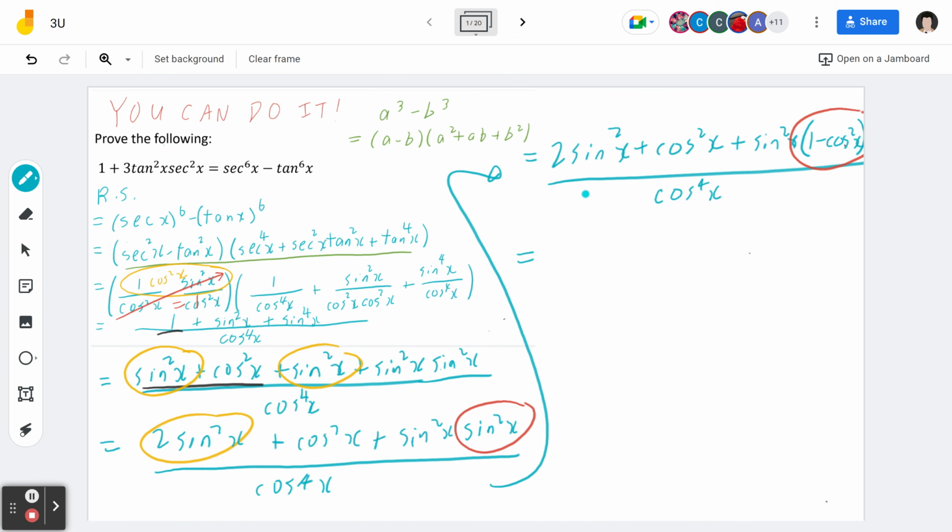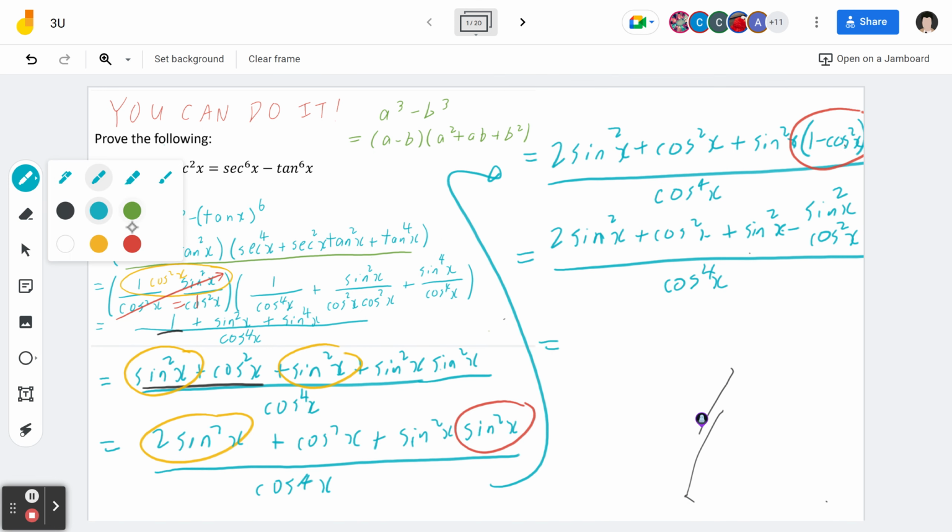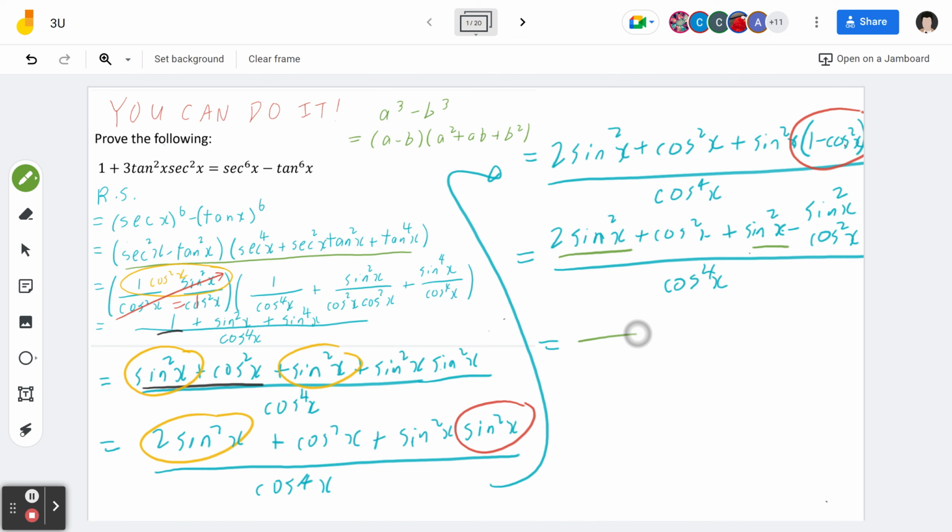What do I mean by that? I'm going to copy 2 sine x squared plus cosine x squared plus sine x squared minus sine x squared times cosine x squared all over cosine x to the power 4. Again, when I say factor, I really mean the following. So I'm factoring the following to the front. So first of all, I'll collect these terms for you. So 2 plus 1, of course, is going to be 3. So write down 3 sine x squared.